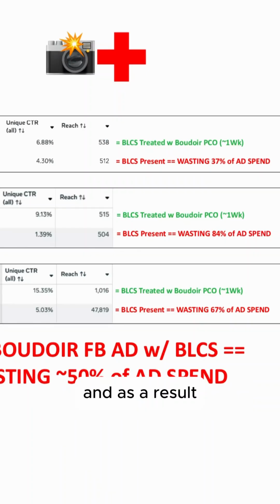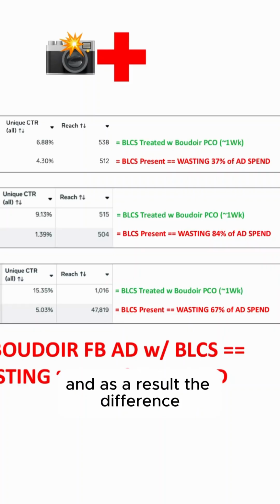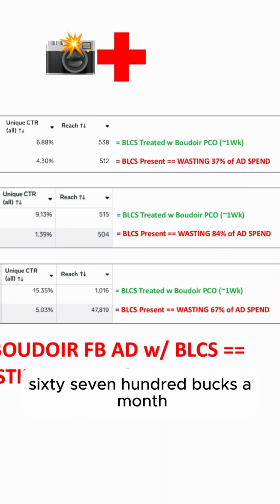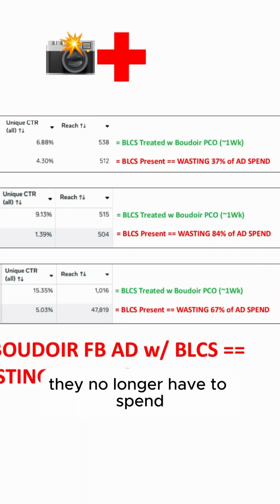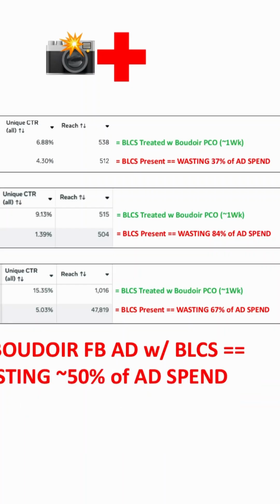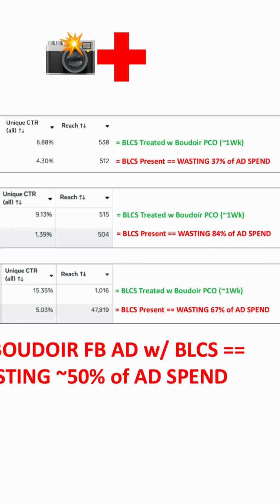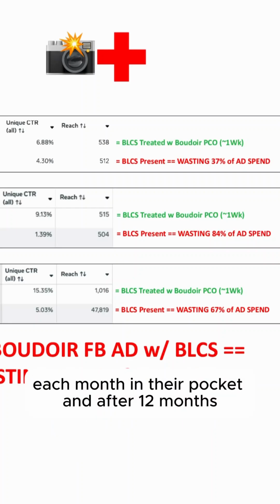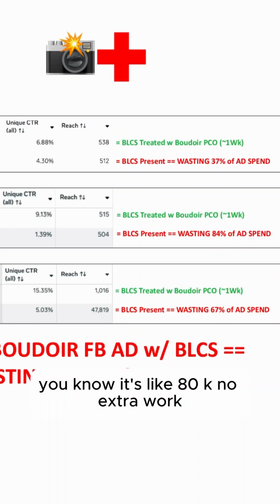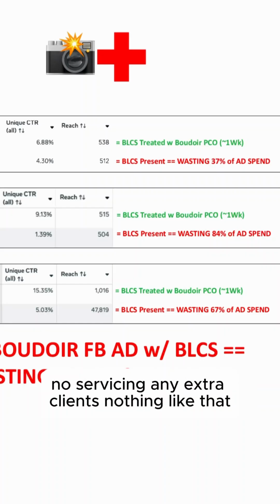And as a result, that difference, $6,700 a month, they no longer have to spend. So it's kind of like a phantom profit that they keep each month in their pocket. And after 12 months, it's like 80K. No extra work, no servicing any extra clients, nothing like that.